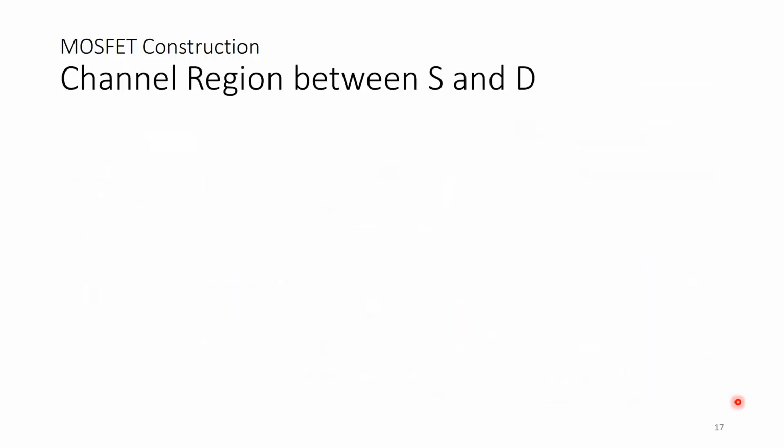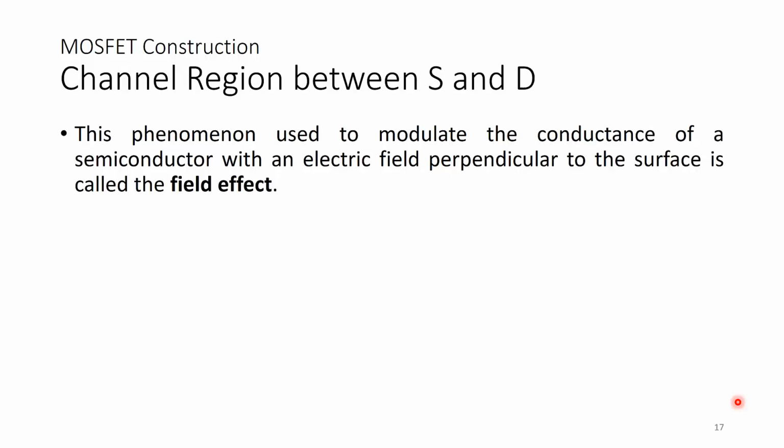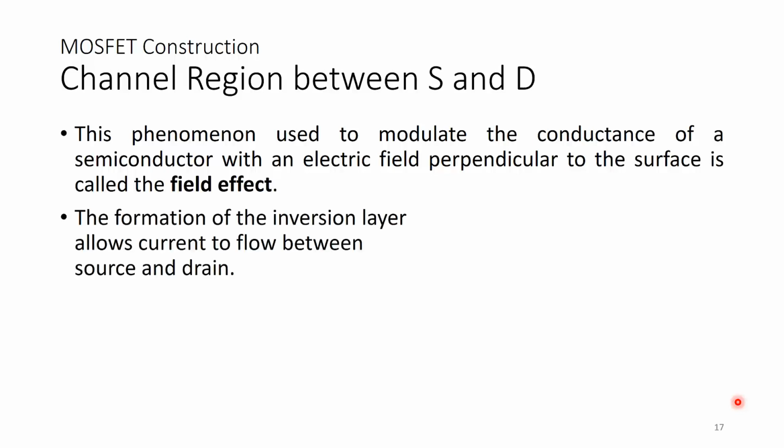So this channel region between source and drain, what's the big deal? This phenomenon used to modulate the conductance of a semiconductor with an electric field perpendicular to the surface and perpendicular to the direction of the current is called the field effect. Okay, hence the field effect transistor. So the formation of the inversion layer, the whole deal is it allows current to flow between source and drain.